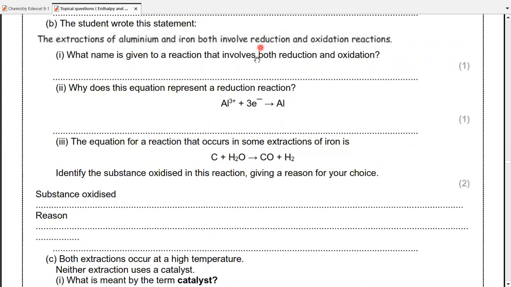This one is specifically a reduction equation. It represents reduction because of gain of electrons, right? Actually, gain of free electrons, if I'm to be exact. And here I can be very exact because this equation specifically tells me gain of free electrons.